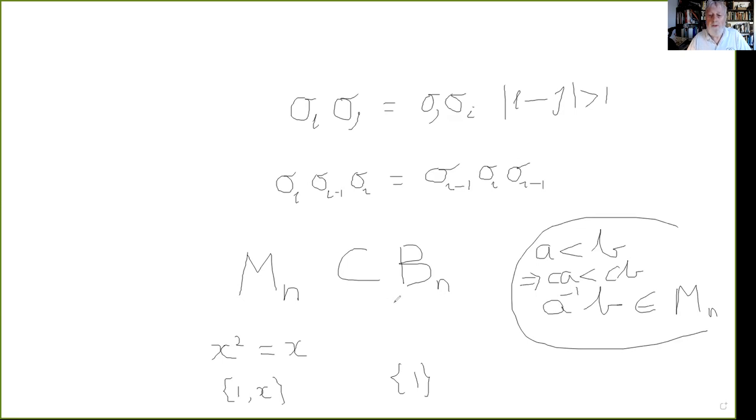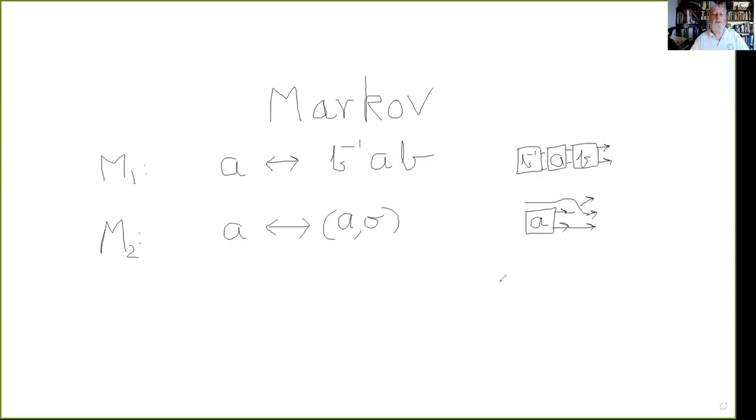Right, now we come to the final thing I want to talk about today, and that is Markov's theorem. Let's go back to stop sharing, and let's see what Markov's theorem is. Let's have a look at this picture here. Markov was the son of the Markov associated with Markov chains. So this is Andrei Markov Jr. And these are the two Markov moves, which I've written here, M1 and M2.